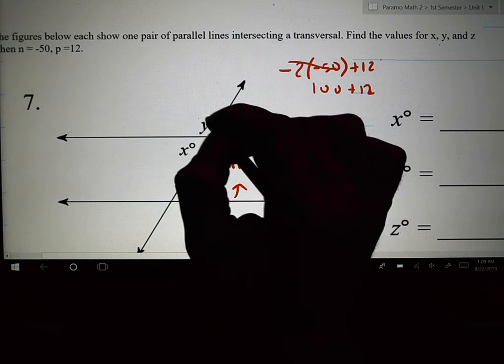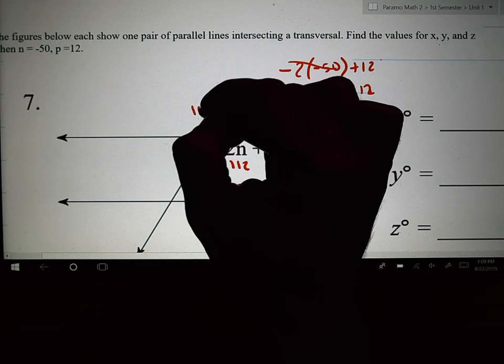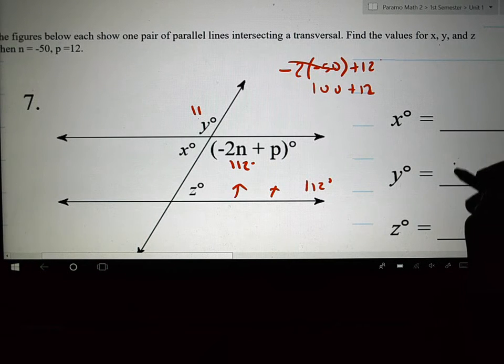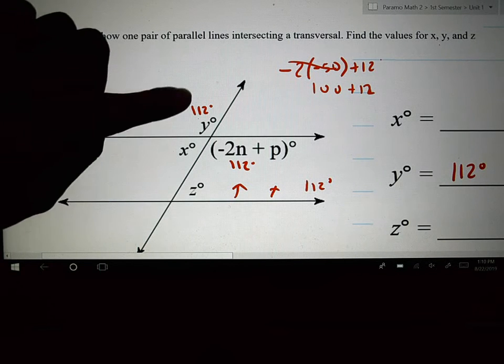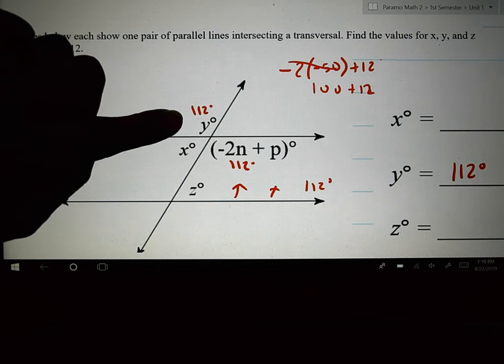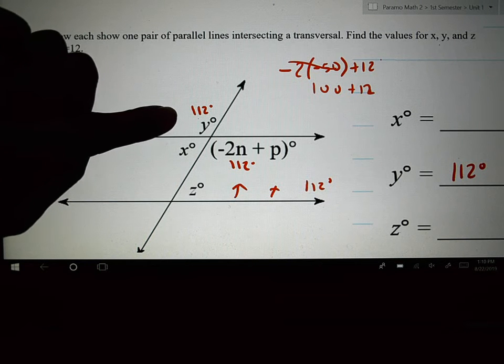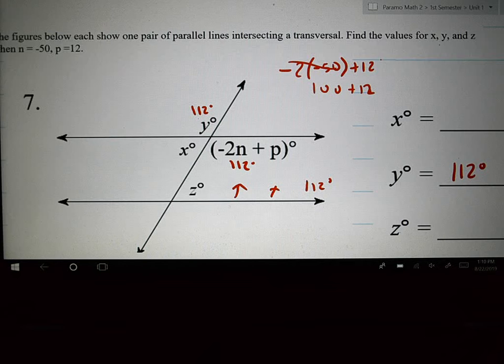112 degrees here. Across from it, its vertical angle has to be 112 as well. This is supplementary to that. So if 112, what adds to 180 would be 68. Is that what you guys got?